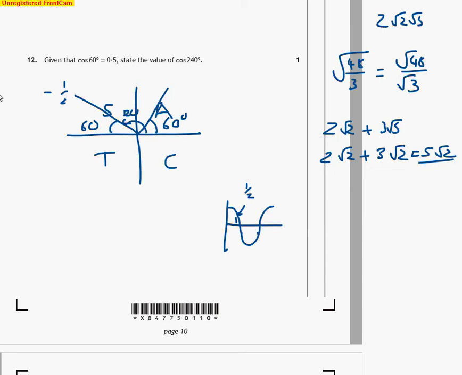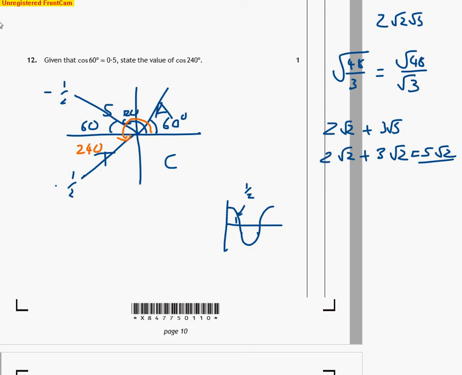In the third quadrant, again it's going to be negative, and this time we're doing 60 plus 180. So that's going to be 240. If we go all the way around from here to there, that number is 180 plus 60, which is 240. Now, because it's still the 60, just in a different quadrant, it's going to be 1/2, but it's going to be negative because it's in this quadrant. Okay? And that's that number.